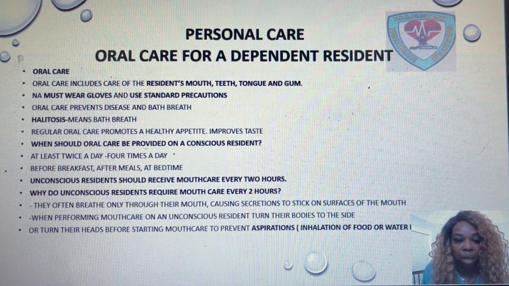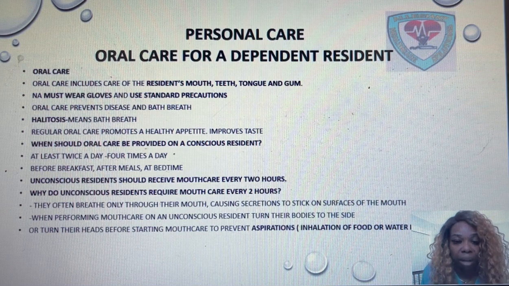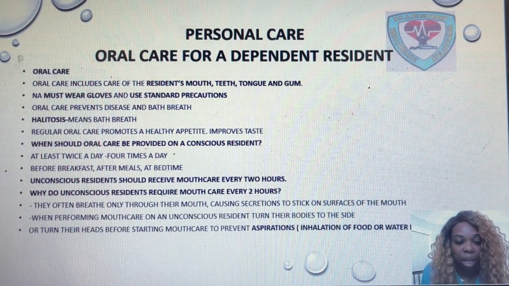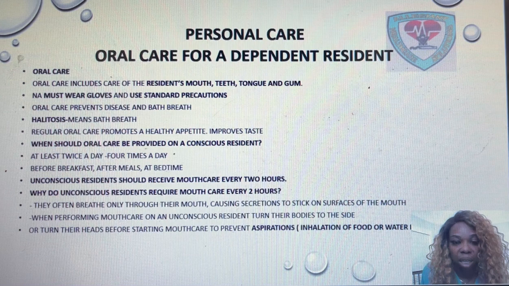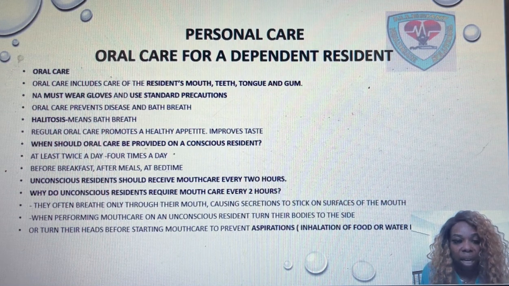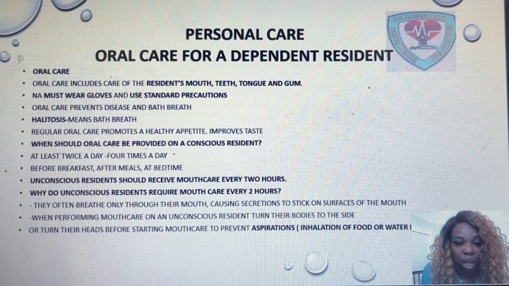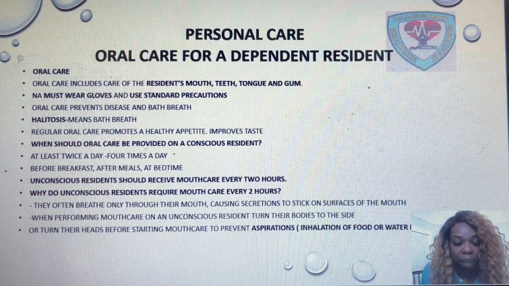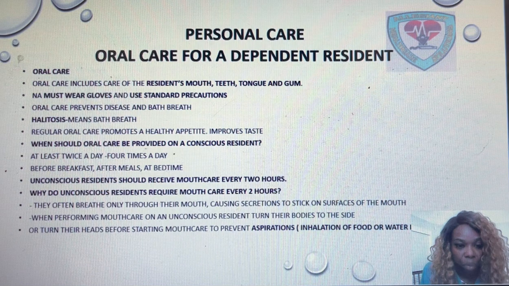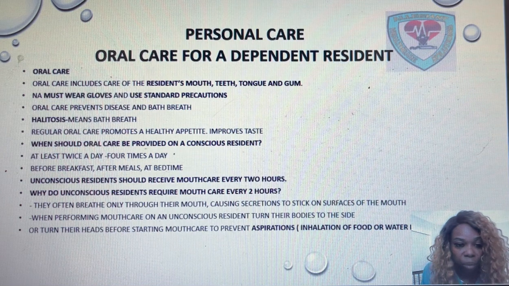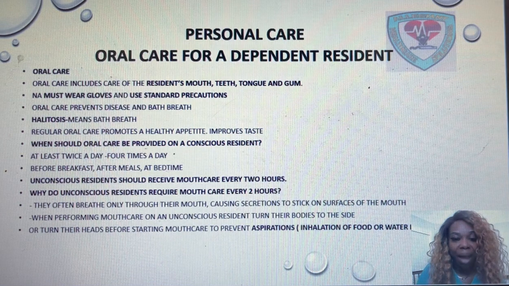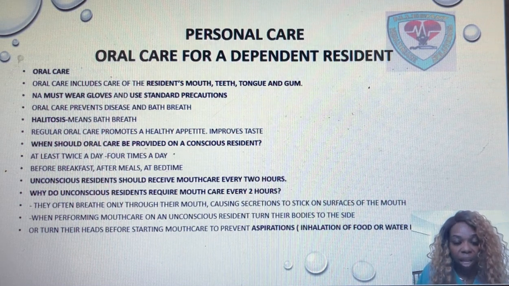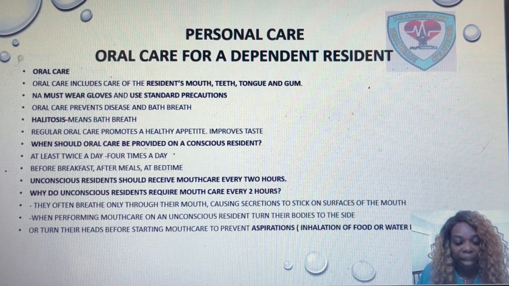Unconscious residents should receive oral care every 2 hours. Unconscious residents often breathe through their mouths. This can cause the secretions to stick to the surfaces of their mouth and can cause their mouths to be dry. So an unconscious resident will require more frequent mouth care than twice a day, more like every 2 hours or more frequently. When performing mouth care on an unconscious resident, remember you may have to turn their body to the side if there's an option on the test, or you can turn their head to the side.